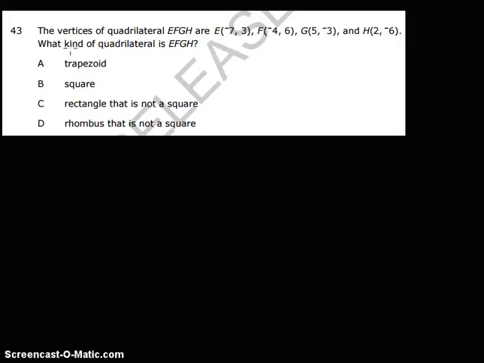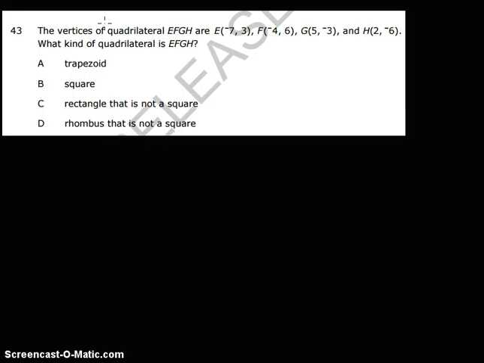Question number 43. The vertices of a quadrilateral EFGH are E (-7, 3), F (-4, 6), G (5, -3), and H (2, -6). What kind of quadrilateral is EFGH? We have a trapezoid, a square, a rectangle that is not a square, or a rhombus that is not a square.